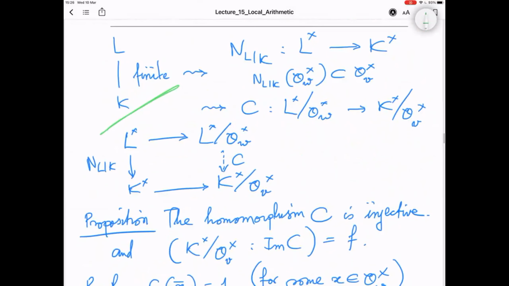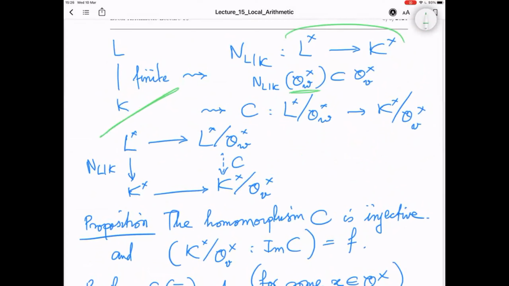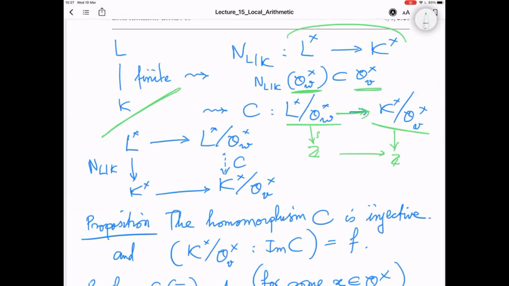So we have the same situation here. L over K is a finite extension. And we have this norm map, which goes from L star to K star. And the norm of the units is, of course, a unit. So it induces a norm map from L star modulo O W star to K star modulo O V star. Remember that this is canonically isomorphic to Z, and so is this. And so in terms of Z, what is this map? This is a map of Z modules, which are both isomorphic to Z. So when I identify this with Z and this with Z, this map should turn out to be some integer.